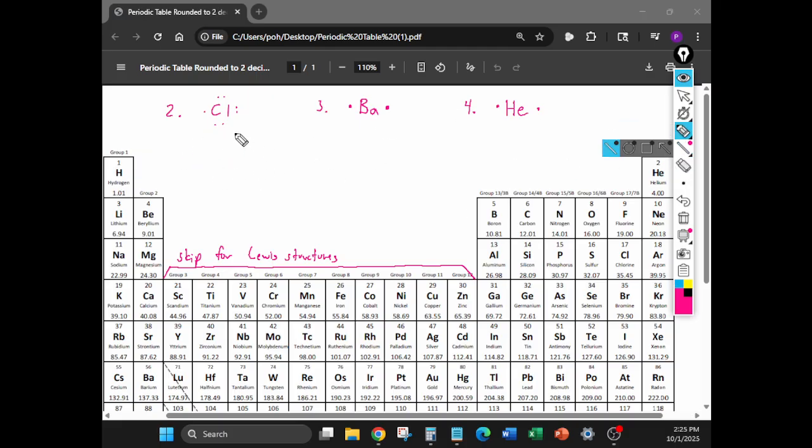All right, so with that being said, let's do 2 final ones together. So for number 5, we'll do Br, okay? Br is right over here, number 35. And so we're going to count the boxes, but again, just skip that middle section. So we're going to count 1, 2, skip this middle section, 3, 4, 5, 6, and 7. So Br is going to have 7 valence electrons.